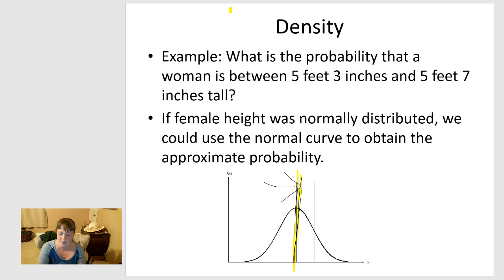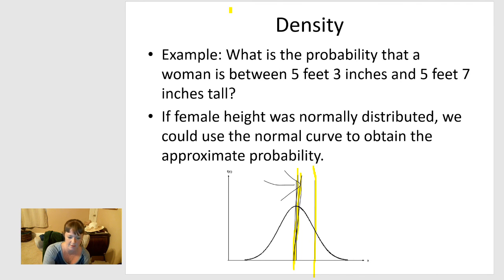Oh my goodness. The probability that a woman is going to have a height of exactly 5'3" is 0, because there's an infinite number of possible heights. And so the probability of any one particular height is essentially 0. But I can figure out the probability of having a height between 5'3" and 5'7". I can't figure out the probability of just 5'3", because we can't divide by infinity.